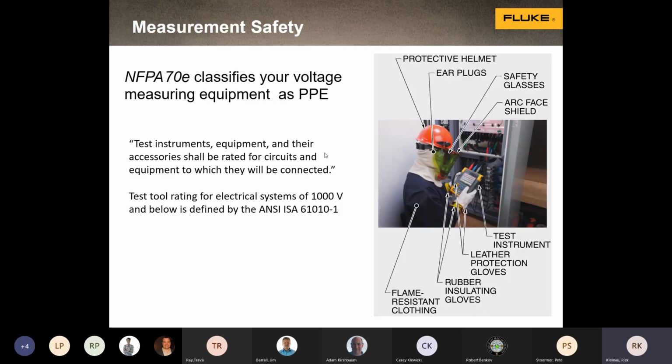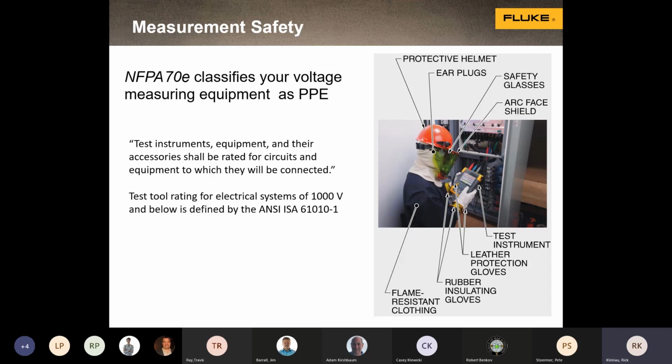But first, safety. Now, I'm going to assume everybody knows what NFPA is. Everyone knows the term arc flash. What you might not know is that NFPA classifies your voltage measuring equipment as part of your PPE. So if you look at the gentleman over here holding the ScopeMeter, his glasses, his gloves, and his meter are all part of his personal protective gear.